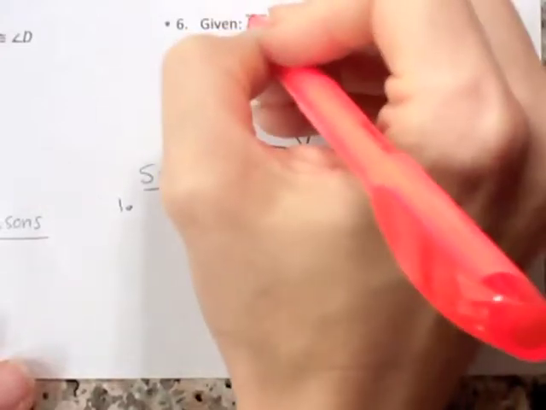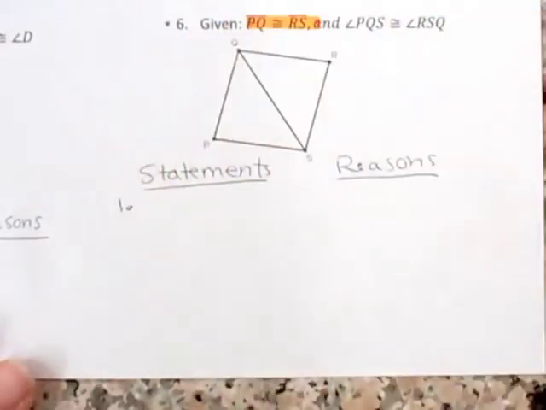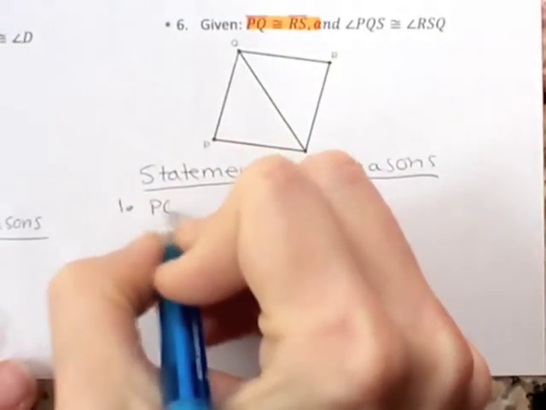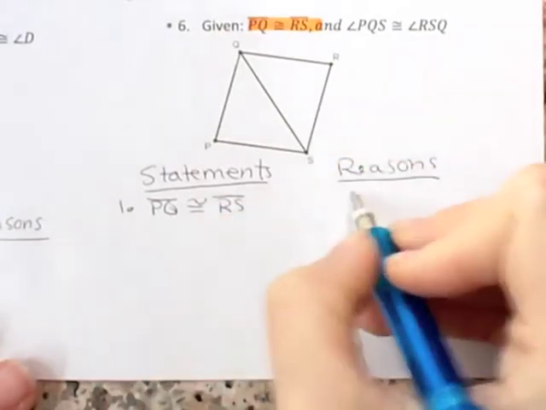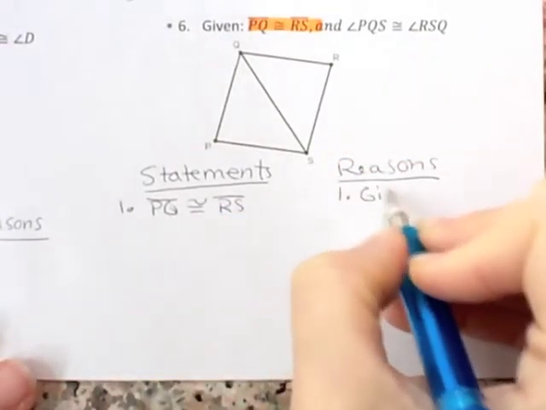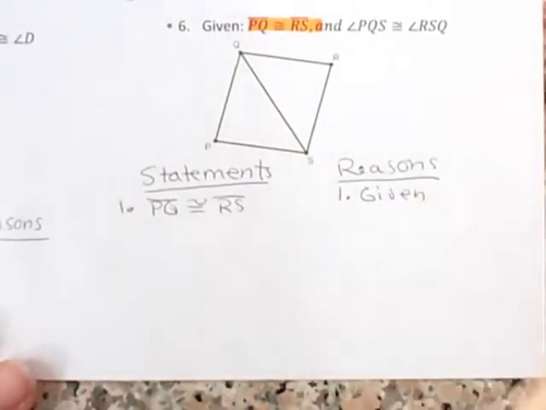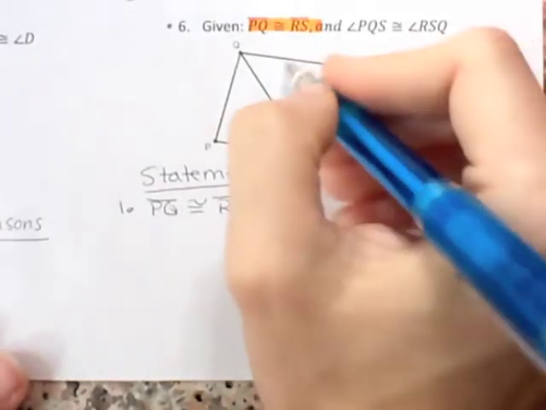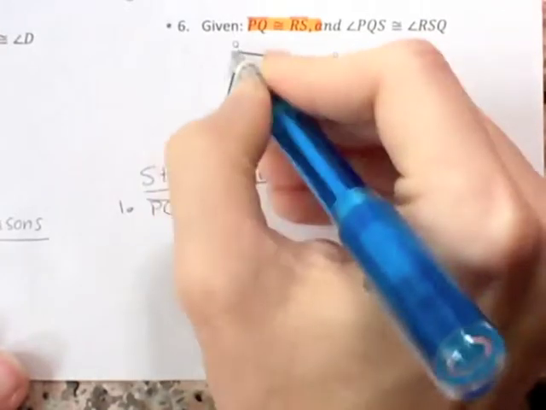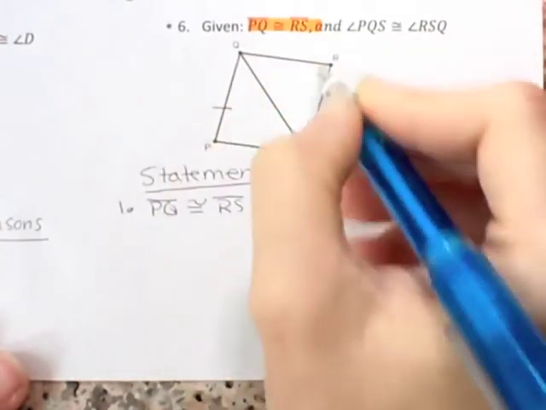to us is side PQ is congruent to side RS. So let's write that as our statement. PQ congruent to RS. And our reason, they give that to us, so it's given. And then we're going to come up and make sure that we mark it in our triangle. So we had side PQ congruent to side RS.